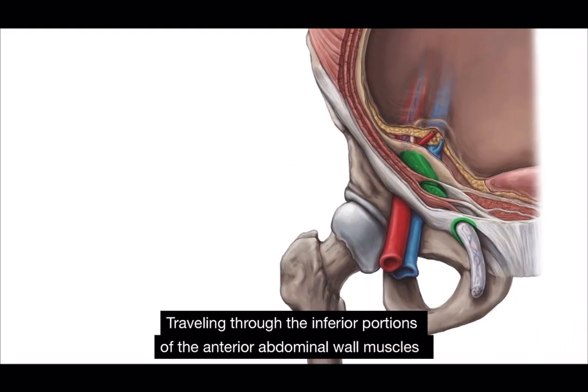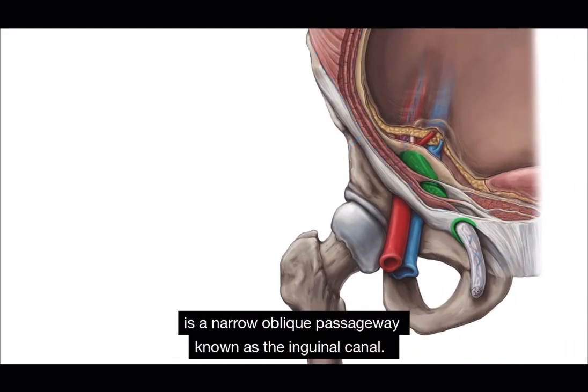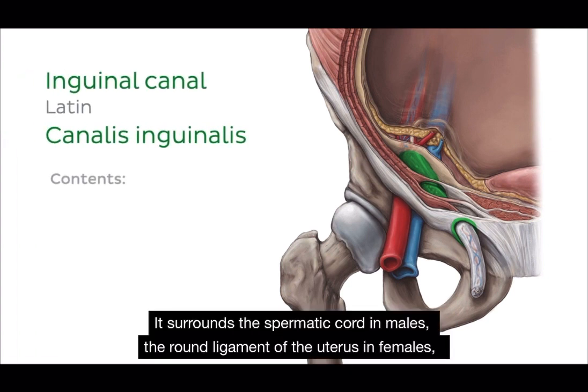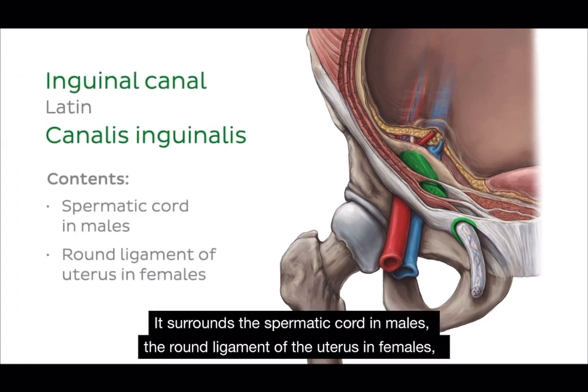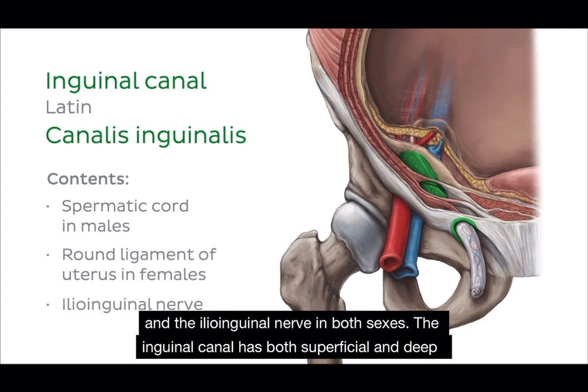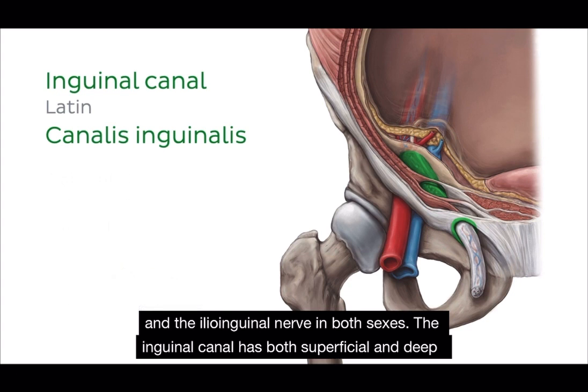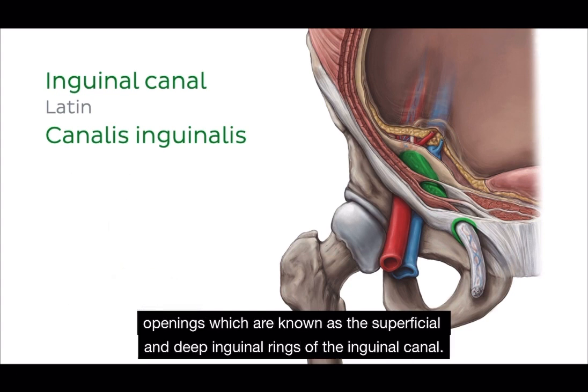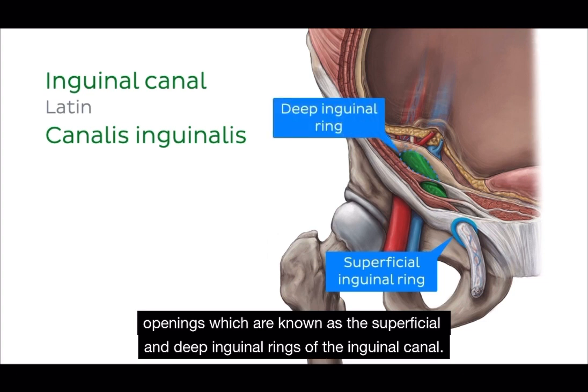Traveling through the inferior portions of the anterior abdominal wall muscles is a narrow oblique passageway known as the inguinal canal. It surrounds the spermatic cord in males, the round ligament of the uterus in females, and the ilioinguinal nerve in both sexes. The inguinal canal has both superficial and deep openings, which are known as the superficial and deep inguinal rings of the inguinal canal.